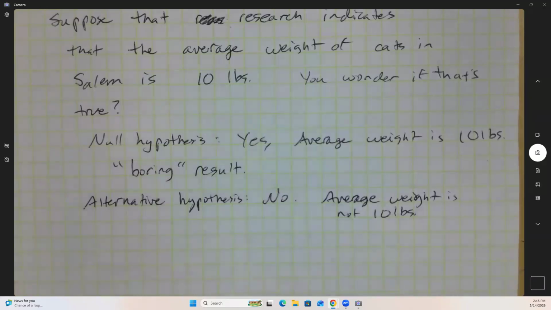Why? What is the actual? Okay, that's a good one. I thought you were going to say why, so I said why. The interesting question from a scientific perspective is why? Now I get to learn more about cats in Salem. I don't say, well, they're the same as everywhere else. I say they're different. Why? I get to do more research.